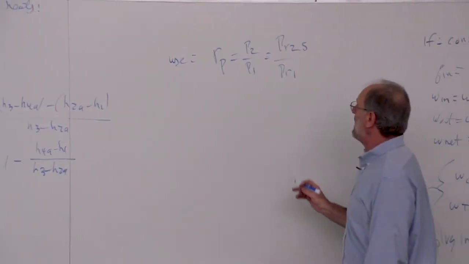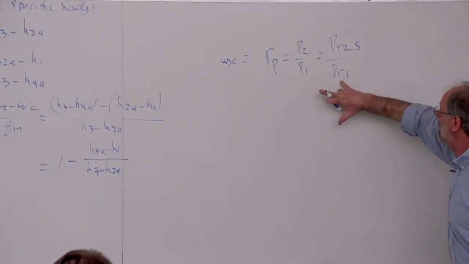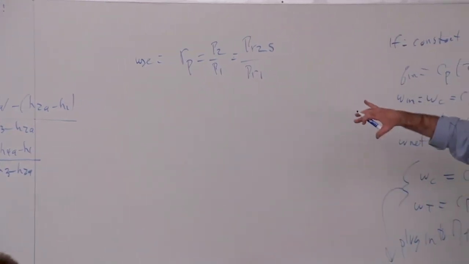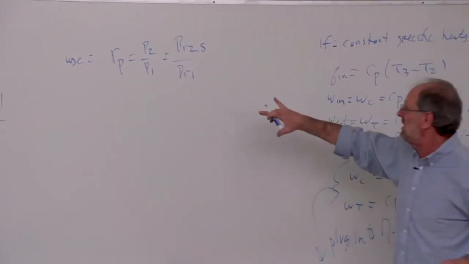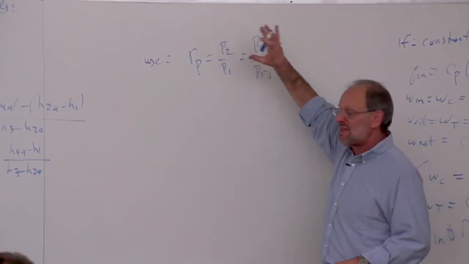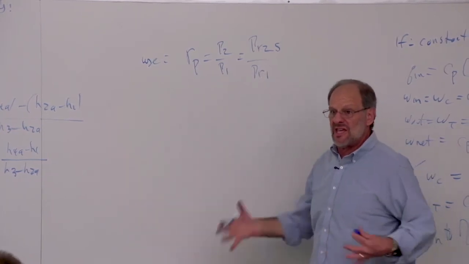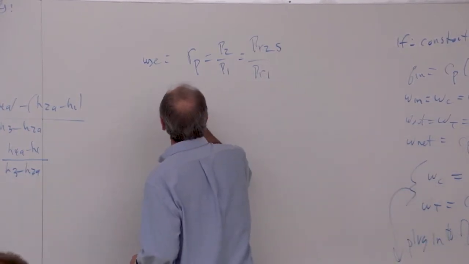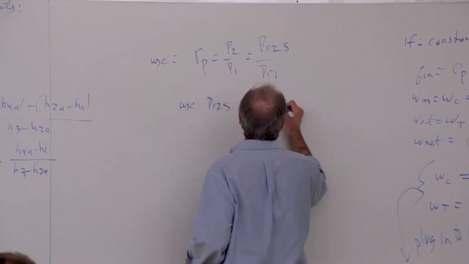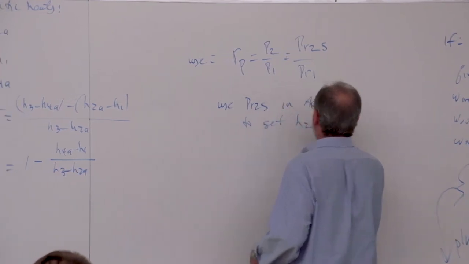Okay. Now, we're going to know the pressure ratio in most problems. We're going to know the inlet temperature, because that's just the ambient temperature. So we can look up PR1. We can find PR2S just by using this equation. And then once we have PR2S, then we could go back into our property tables and get the enthalpy at 2S. So now we're going to use PR2S in table A17 to get the enthalpy at 2S.